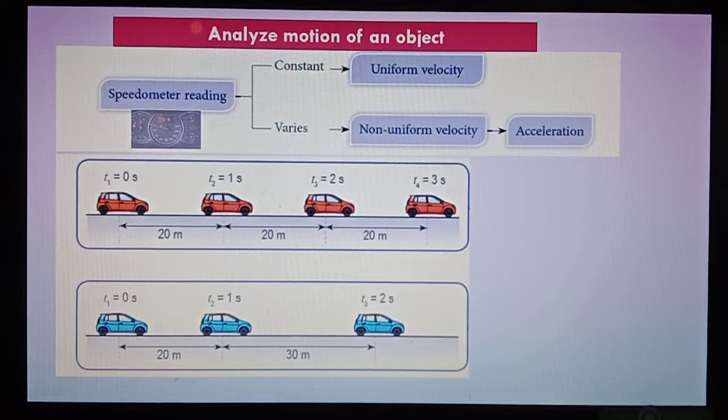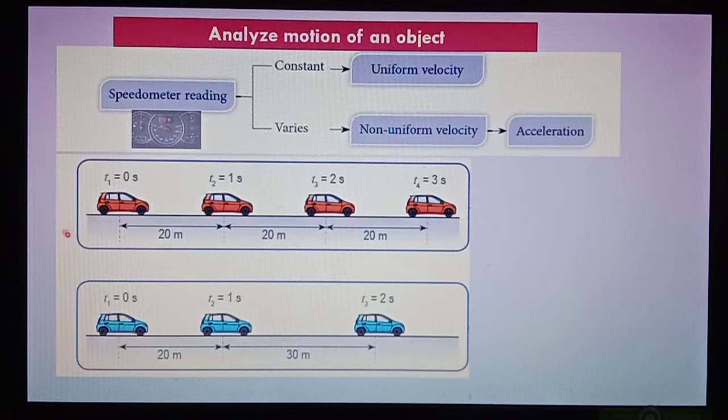Okay, we want to analyze the motion of an object. Let's say we have a car here. For the car, we can look at the speedometer reading in order to check whether the car is moving with uniform velocity or non-uniform velocity. So what is non-uniform velocity? Non-uniform velocity means maybe velocity increases or velocity decreases.